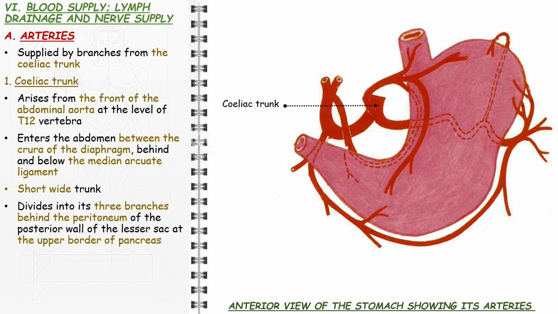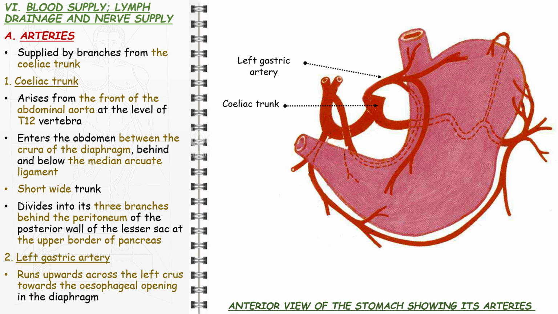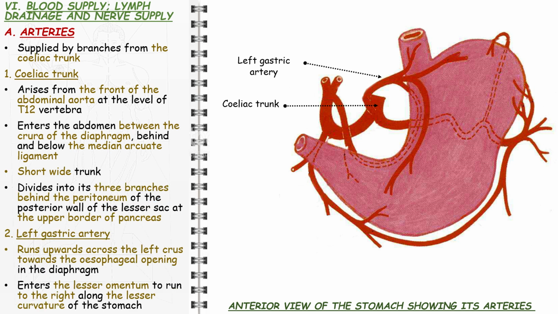The left gastric artery runs upwards across the left crus towards the esophageal opening in the diaphragm and enters the lesser omentum to run to the right along the lesser curvature of the stomach. It gives esophageal branches for the abdominal portion of the esophagus.